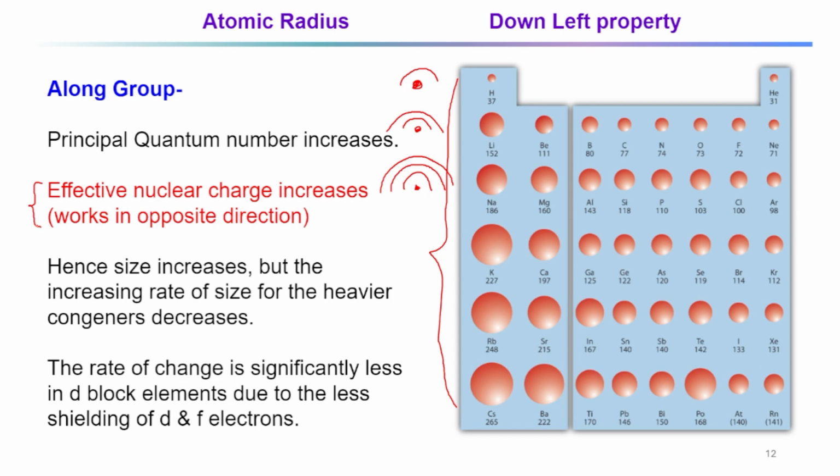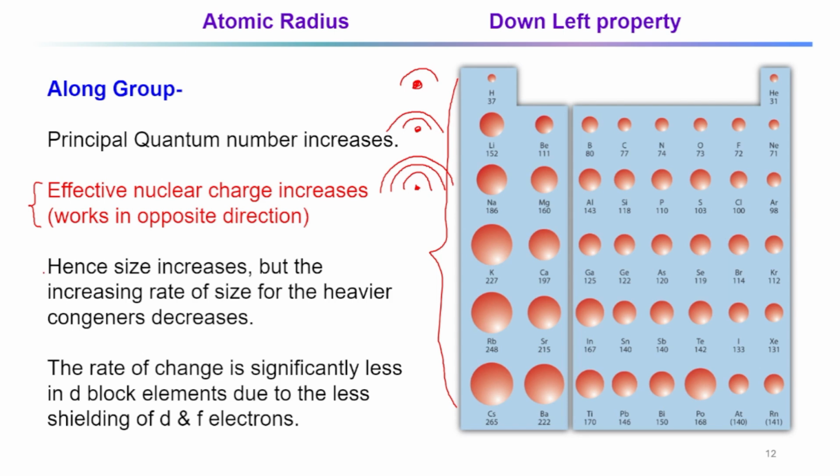Here also effective nuclear charge increases, but this is a minor factor, so that's why we will ignore it. We will ignore the contribution of this. This I have written just to give you the complete information of what the factors working are. So the black ones are the dominant, and these red ones are minor factors, so we can ignore them. But for learning purposes, you have to learn everything.